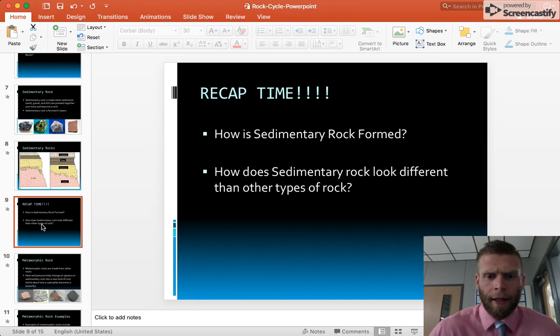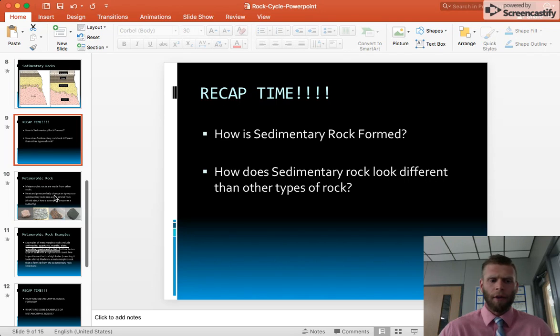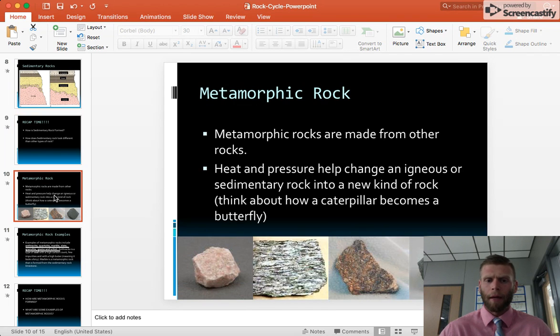Recap time. Number 2. How is sedimentary rock formed? Just went over it. And how does sedimentary rock look different than other types of rocks? So how does it look a little bit different? Think about that compaction and cementation. All right, moving on to our third and final type of rock, metamorphic rock.